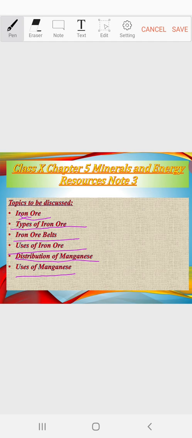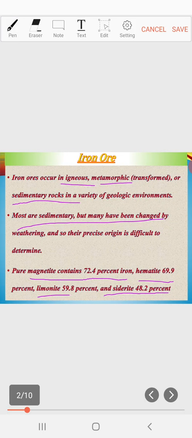The topics I have listed for today are a discussion of the main ferrous mineral, that is iron ore, its types, the iron ore belts and its uses, and second, the distribution of manganese and its uses. Now let us proceed with the main topic, that is iron ore.